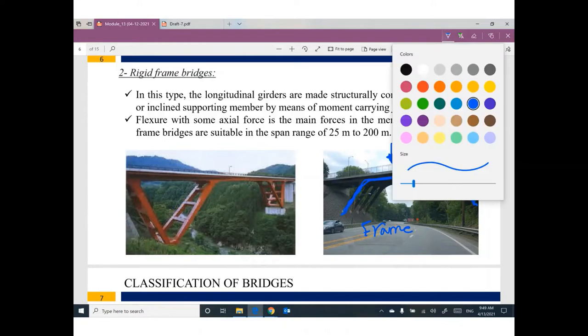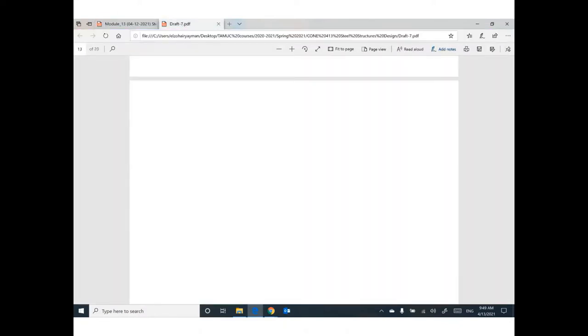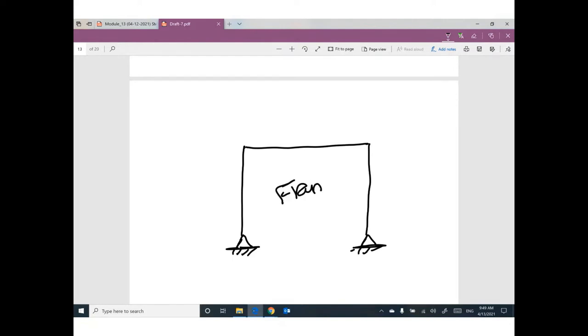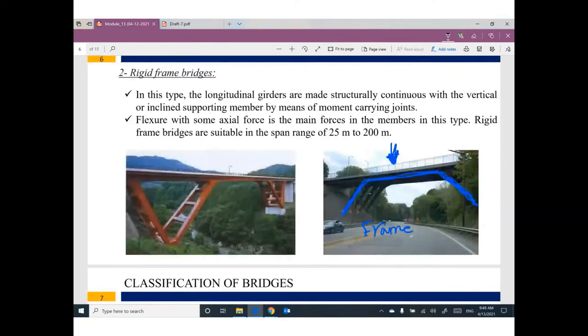You remember the meaning of frame? I told you this during the structure analysis course. If the beam and the column are one unit, and this structure is supported here by supports, I can call it a frame. So for this bridge, if your deck and the columns of the bridge are one unit, we can call it a frame, a rigid frame bridge.